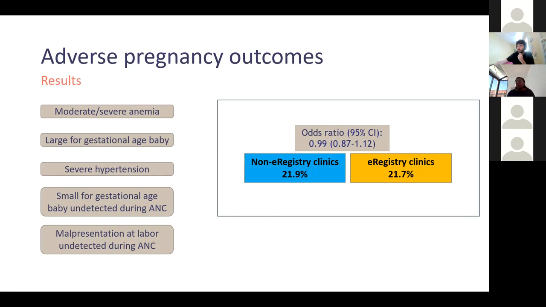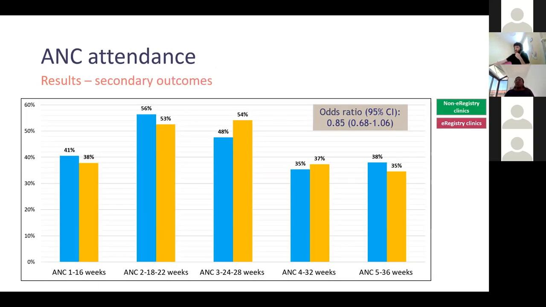29.9% in the non-e-registry clinics versus 21.7% in the e-registry clinics. But one thing that we did see when we look at a secondary outcome of attendance was that we consistently had these were the attendance values that we got at the key ANC periods that you know people are supposed to come to.